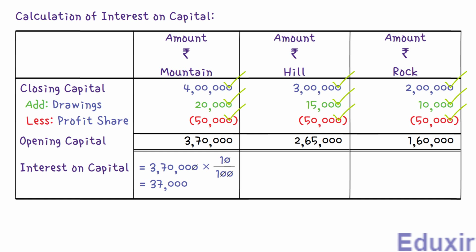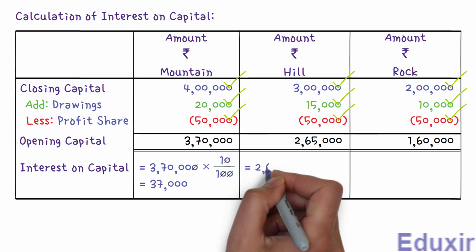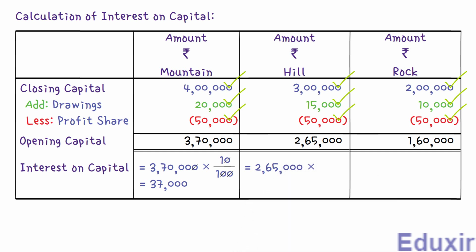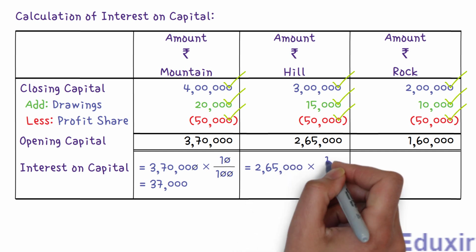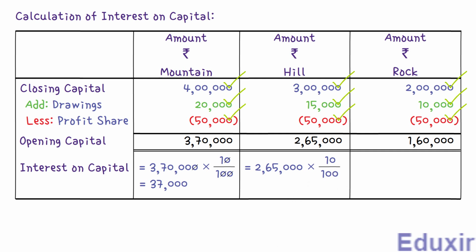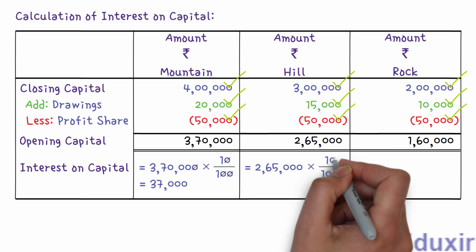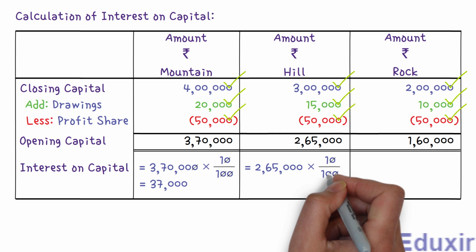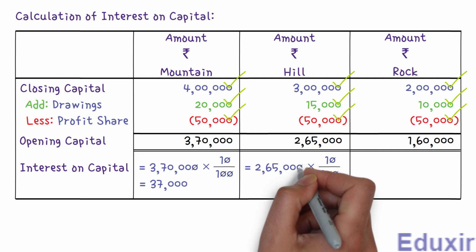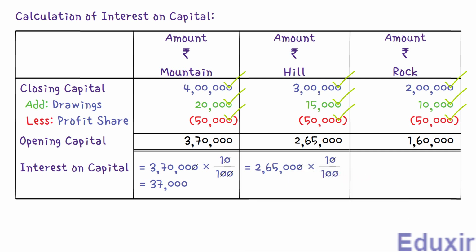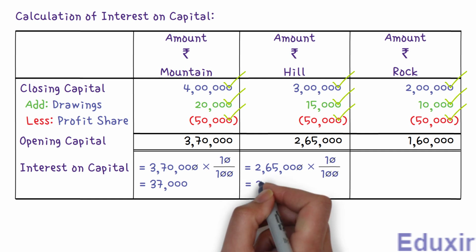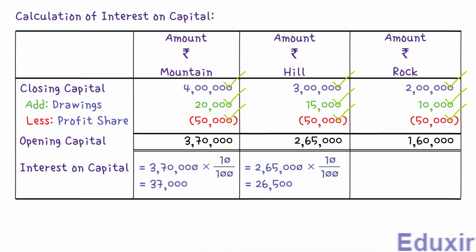Now, the interest on capital for the partner Hill is his opening capital amount of 2,65,000 rupees multiplied with the rate of interest on capital, which is 10/100. Let's cancel a 0 in 100 for the 0 in 10. Let's cancel another 0 in 100 for the 0 in 2,65,000 rupees. The resulting value of this calculation is 26,500 rupees. This is the interest on the partner Hill's capital.